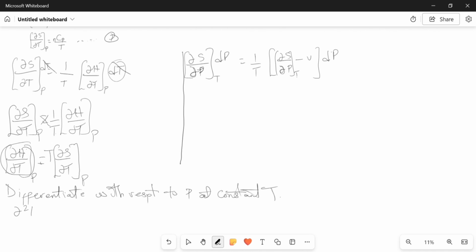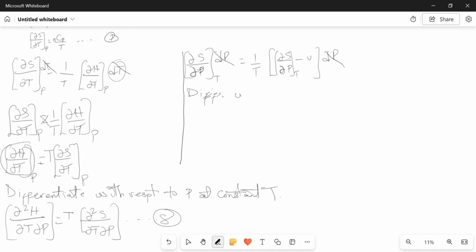del square h over del t del p to be equal to, since temperature is constant, it should just be there, and then I will have del square s over del t del p. Good. Let's call this equation 8. Okay, now let's move on to the next part. Here too we have dp will cancel out dp. So now we want to differentiate.